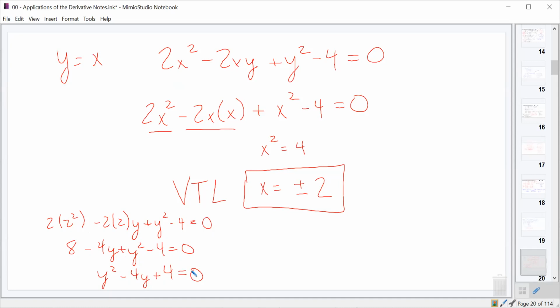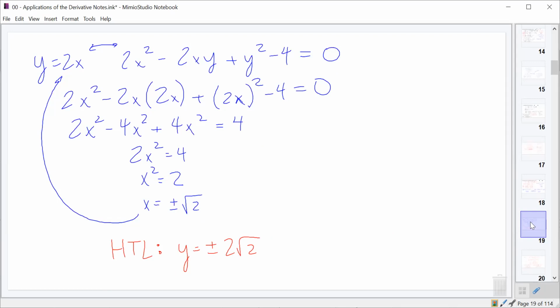And if we did the same thing with negative 2, we'd end up with 2 times negative 2 squared minus 2 times negative 2 times y plus y squared minus 4 is equal to 0. This is 8 minus 4 is a positive 4. We have y squared plus 4y plus 4 equals 0, which is going to give us y values of negative 2.